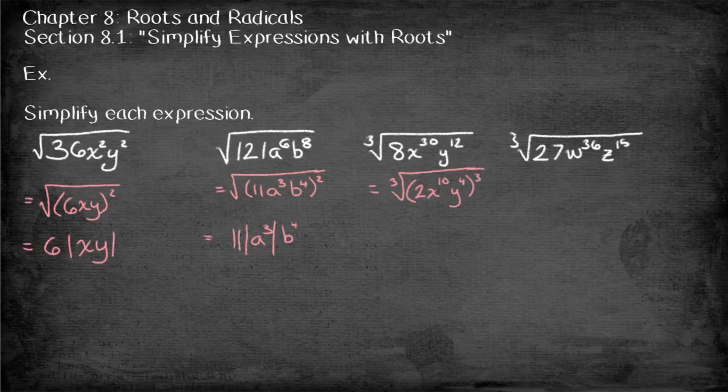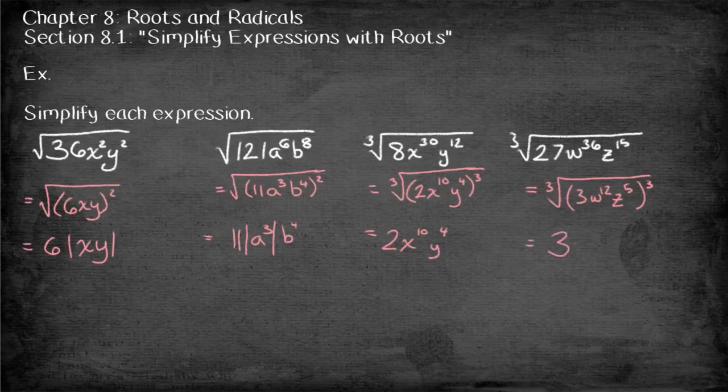Next up, we're taking the cube root of 8x to the 30th, y to the 12th. Since we know that our rule of exponents tells us we multiply when we raise powers to powers, if we want to bring out a power, we more or less divide exponents. So we end up with 2x to the 10, y to the fourth. No absolute values are necessary because it's odd index. Finally, the cube root of 27w to the 36, z to the 15 reduces to 3w to the 12th, z to the 5th. And we can leave it exactly like that.